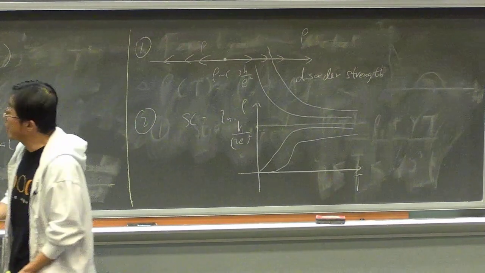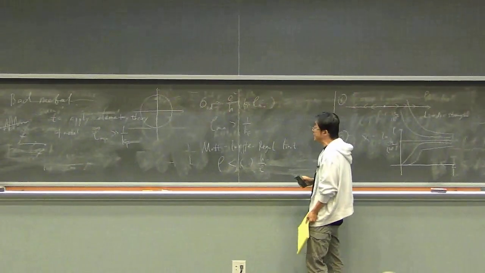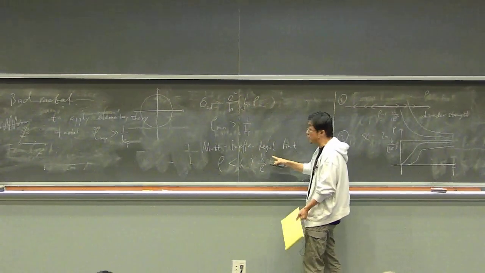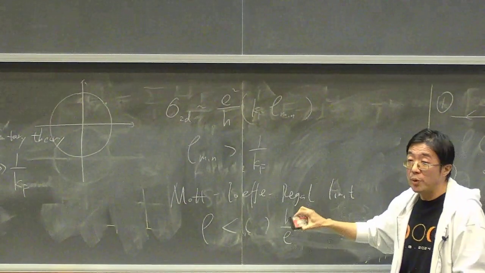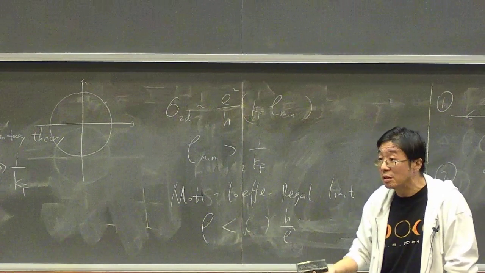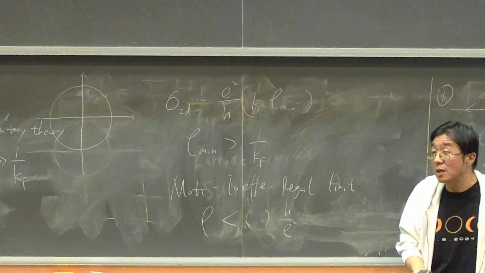Although theoretically, the MIR limit only says that when the resistivity is greater than h over e squared, some very simple description will fail. But the theory does not exclude the existence of bad metal. But in reality, bad metal is actually not so easy to find.